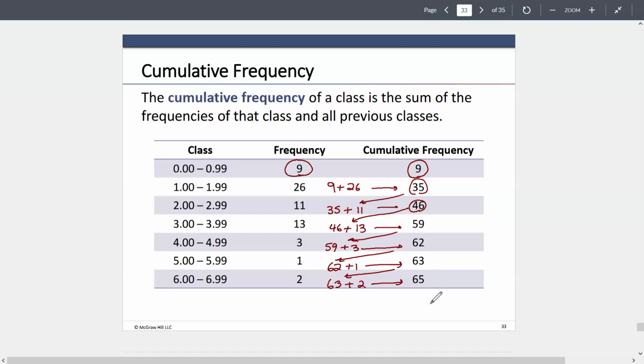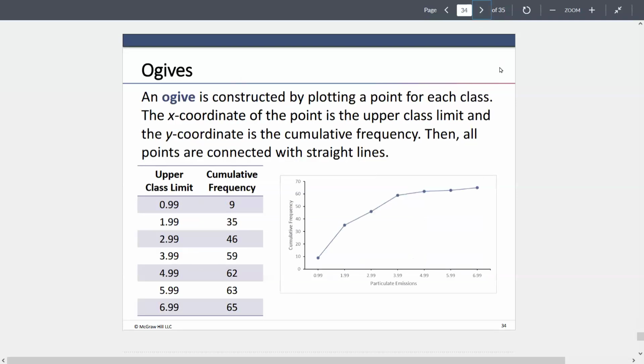So we do a similar thing. Like I said, the Ogive is going to be very similar to that frequency polygon, except instead of using a midpoint and frequency, we use the upper limits and cumulative frequency. The Ogive is constructed by plotting a point for each class. The x-coordinate is going to be your upper class limit, and the y-coordinate is your cumulative frequency. Sorry, I put that backwards earlier. Then all the points are connected with straight lines.